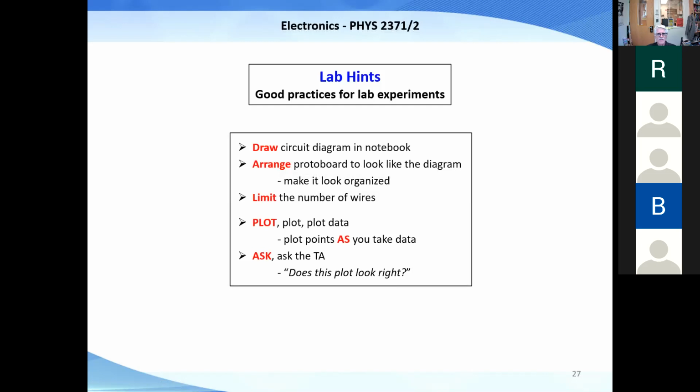Okay, lab hints. Draw the circuit diagram. Arrange the proto board to look like the diagram. Make it look organized. Limit the number of wires. Well, when you get to digital circuits, you're going to have lots and lots of wires. Plot data as you take it, and you can see where you need to take data.